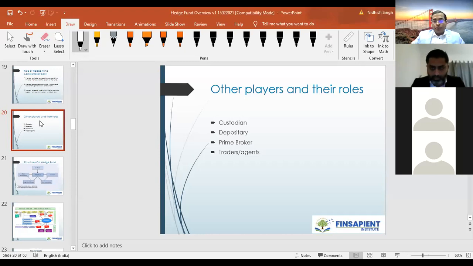Excellent. Thank you. So, in terms of other players, you see custodian, depository, prime broker, and trader agents are listed here. Essentially, the custodian plays a very important role in that they are the caretaker, or basically the watchdog, for all the investment and the assets.